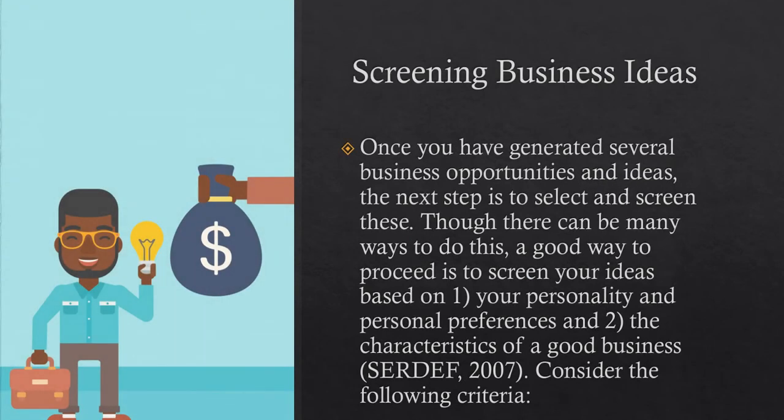Screening business ideas. Once you have generated several business opportunities and ideas, the next step is to select and screen these. Though there can be many ways to do this, a good way to proceed is to screen your ideas based on number 1, your personality and personal preferences, and number 2, the characteristics of a good business. Consider the following criteria.